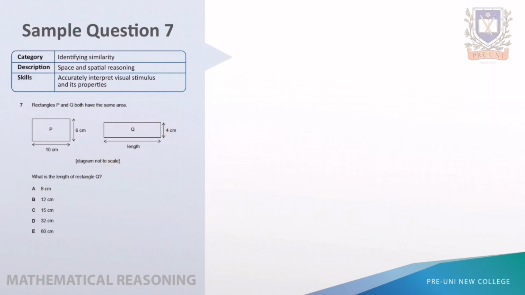We can firstly look at rectangle P. We see that both the length and width dimensions are given to us, and thus we can firstly find the area of that rectangle. So area of rectangle P is the length times the width, so 10 by 6, which is 60 centimeters squared. So that's the first step.